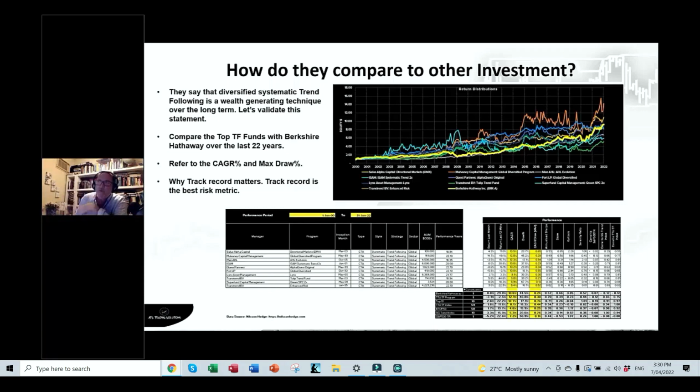What we do find when we compare the performance returns of these classic trend followers against Berkshire Hathaway over the last 22 years is that a lot of them exceed the performance returns in compound annual growth rate of Berkshire Hathaway. Berkshire Hathaway pulled in a 10.6% compound annual growth rate over this 22-year period. But we have a number of the classic trend followers with returns of around 13.5%, 12.6%, 13.3%, 12.3%. This is the compound annual growth rate. So they certainly are in line with Berkshire Hathaway's performance.